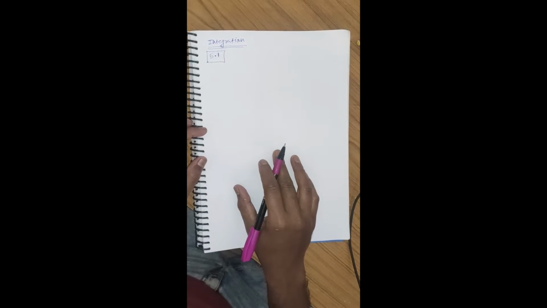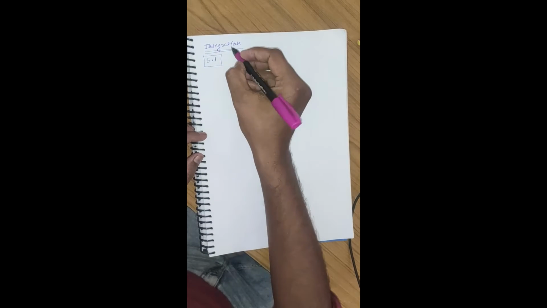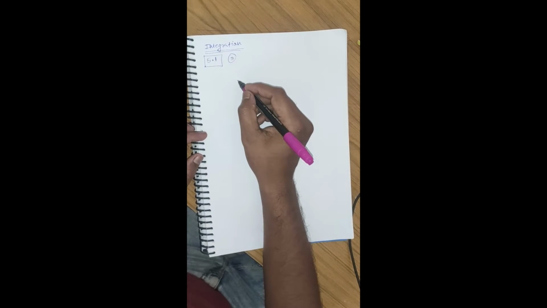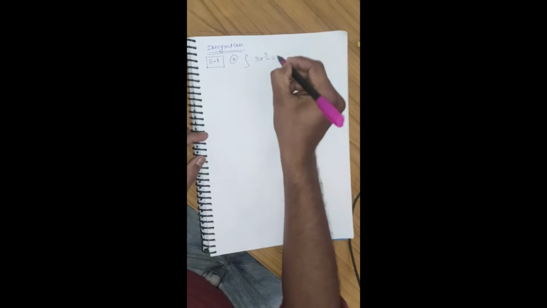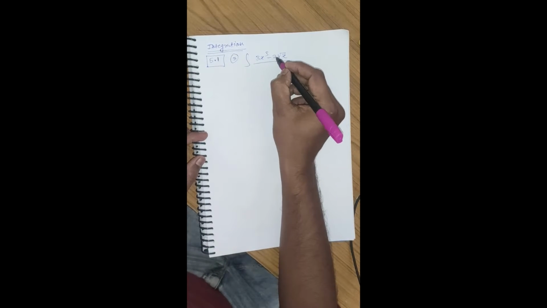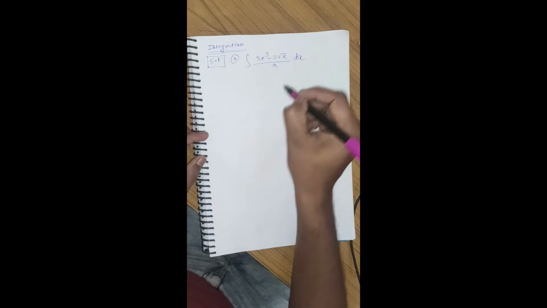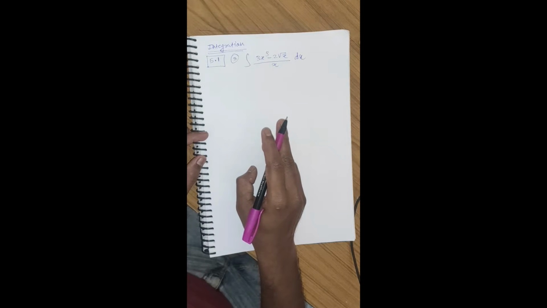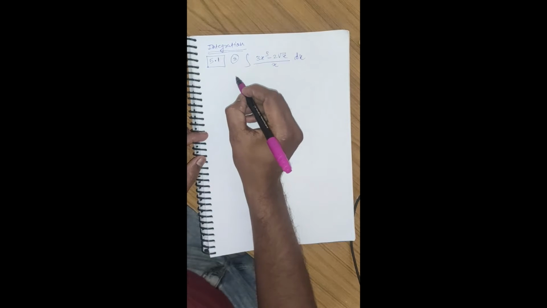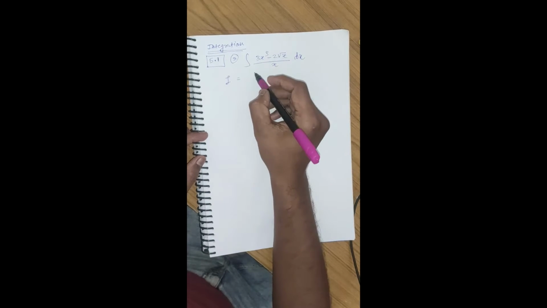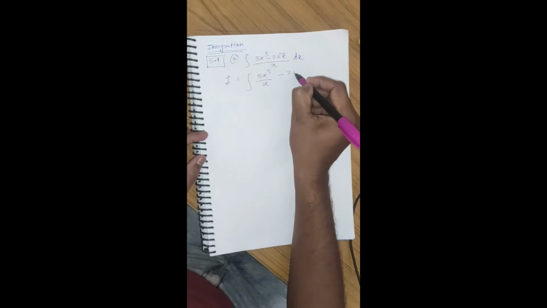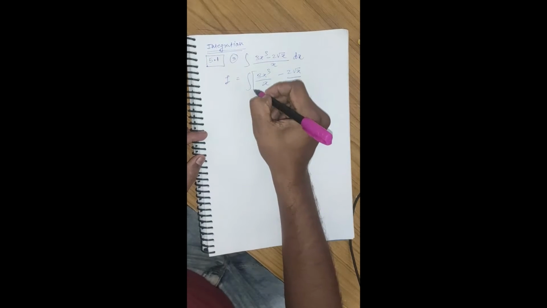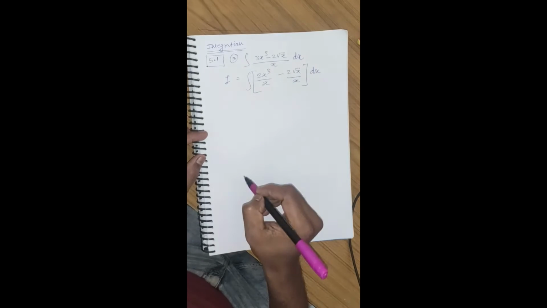So integration 5.1 and the third problem. The third problem is the integration of 3x cube minus 2 root x divided by x. We have to integrate this with respect to x. So the first step is I equal to integration of the bracket 3x cube divided by x minus 2 root x divided by x, with respect to dx.